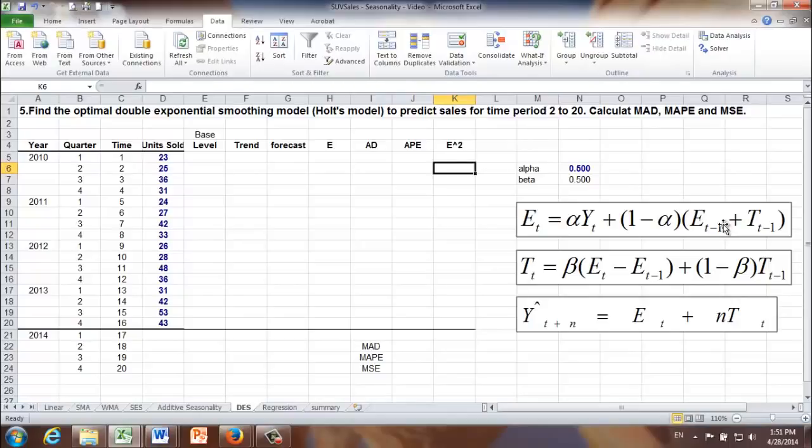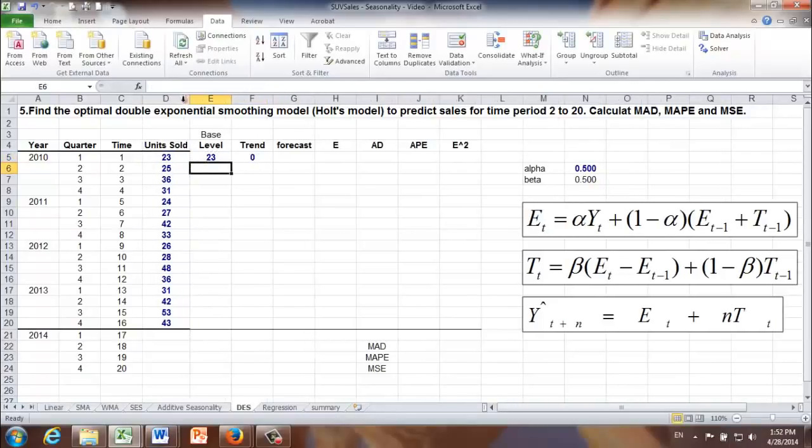So, as usual, we're going to do something called initialization. By convention, the first base level will be equal to the very first actual sales number, and the trend is nothing but the difference between those two. Of course, because actual sales equals the base level, the trend will be 0. After the initialization of the model, let's see what we can do next.